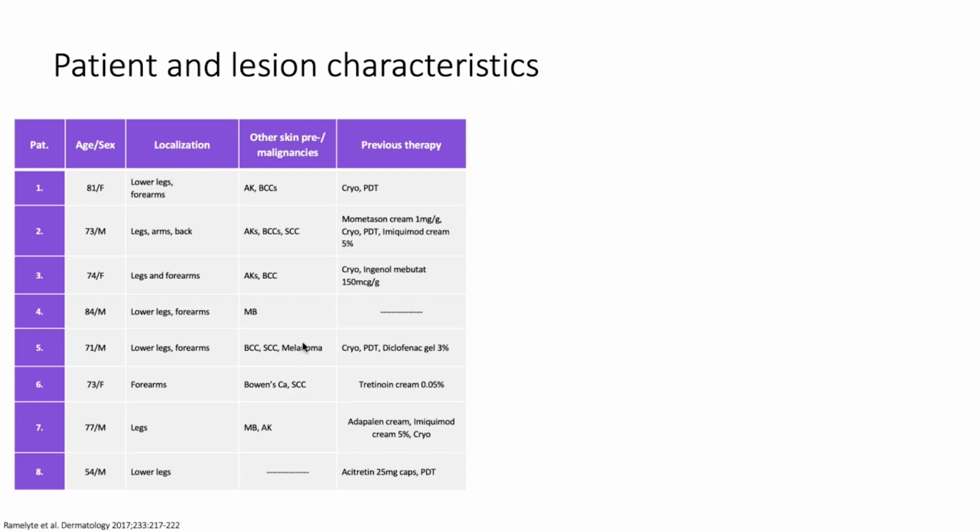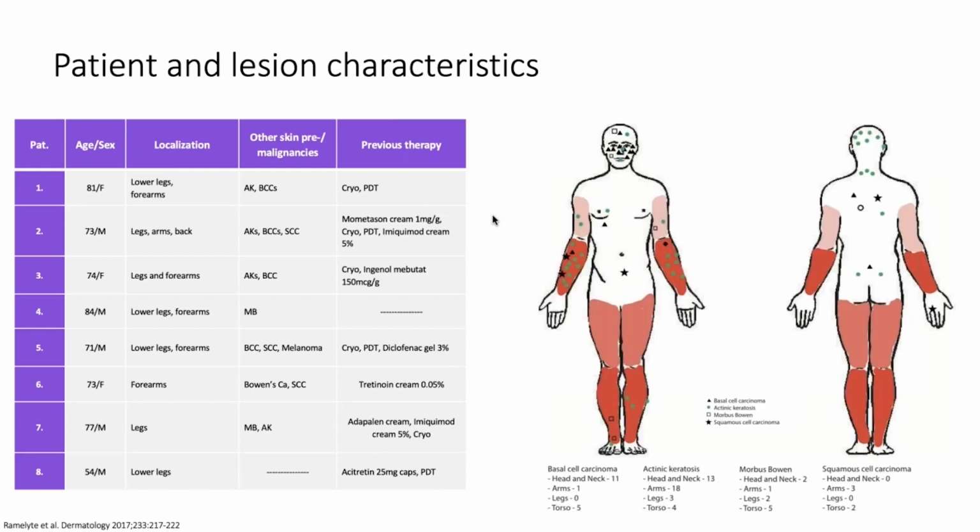One patient had melanoma, others had more of keratinocytic disorders such as actinic keratosis, Mervis-Bowen, Bowen's carcinoma, or squamous cell carcinoma. And you can see that all but one patient were pre-treated with all the treatments that I just mentioned being seldom effective. Here you can see the distribution of the lesions with red color marking the distribution.